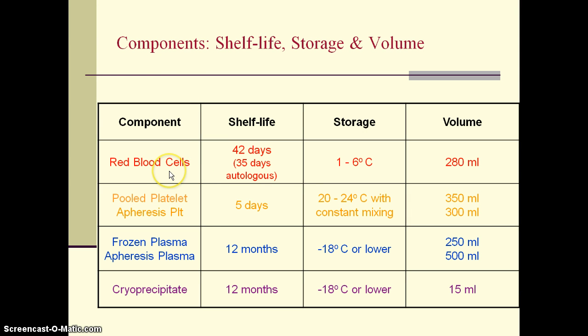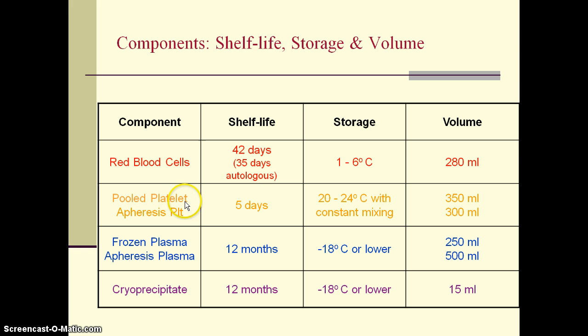Red cells are stored at refrigerated temperature, between 1 to 6 degrees Celsius, and have a shelf life of 42 days. Each red cell unit is about 280 cc's. A good number to remember from this table is 300 cc's, because that's about the average volume of each red cell as well as each platelet.